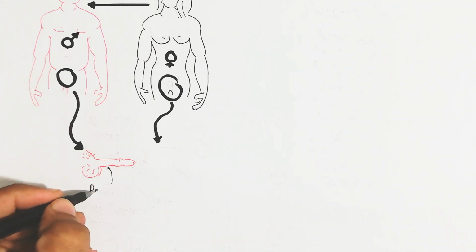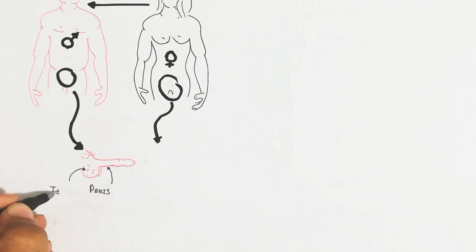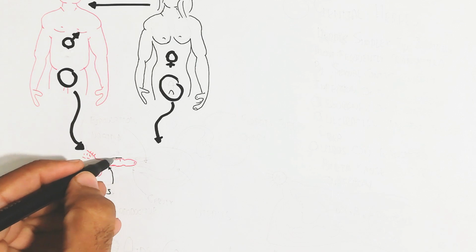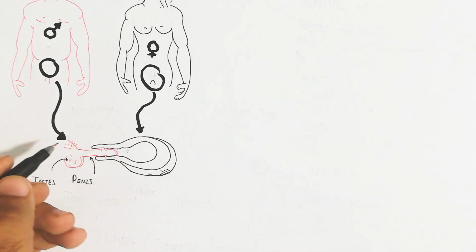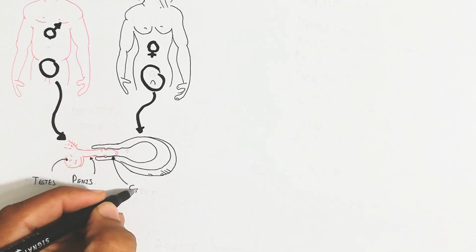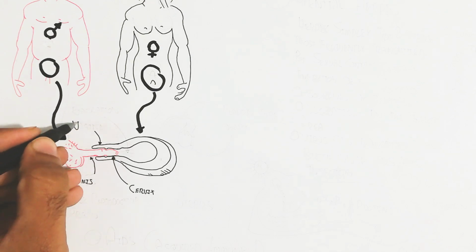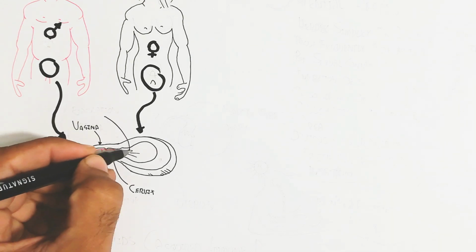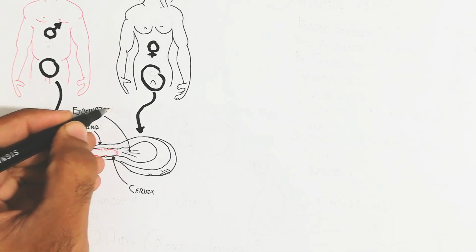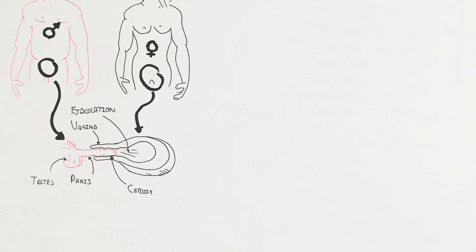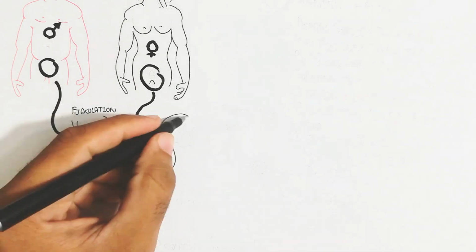Here is the male reproductive system, which contains the penis and the testes, used for the ejaculation of sperm toward the female genitalia. This is the female reproductive system, which contains the vagina, fallopian tube and cervix. The vagina is used for intercourse.